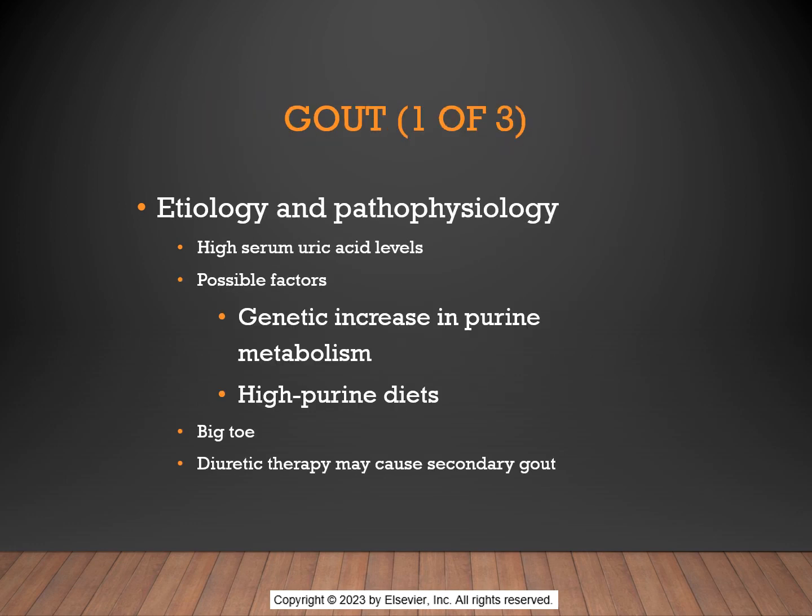Gout is arthritis of a joint caused by high serum levels of uric acid. Uric acid crystals precipitate from the body fluids and settle in joints and connective tissue. Gout affects men more than women and generally occurs during middle age. It is more common among populations that consume a high-protein diet. Two factors seem to be implicated: a genetic increase in purine metabolism leading to the overproduction or retention of uric acid, and the consumption of a high purine diet.